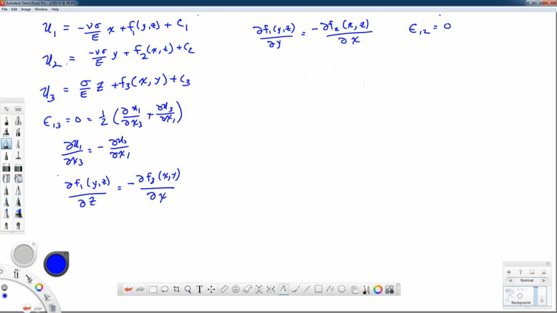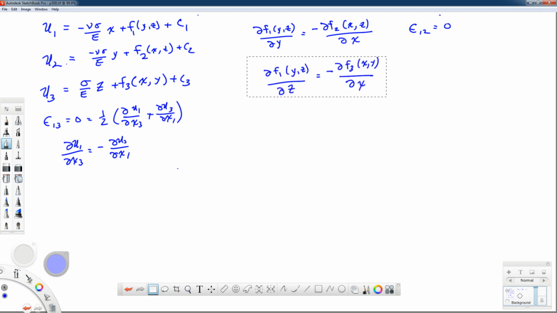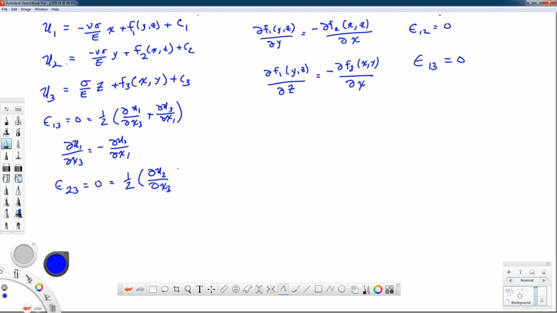Alright, so let me drag that over here. And this relationship is from epsilon 1, 3 equal to 0. And then we have the relationship epsilon 2, 3, that shearing strain is equal to 0, and it has a similar form, partial of u2 with respect to x3 plus the partial of u3 with respect to x2.